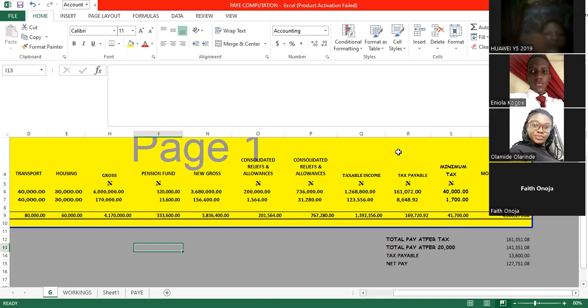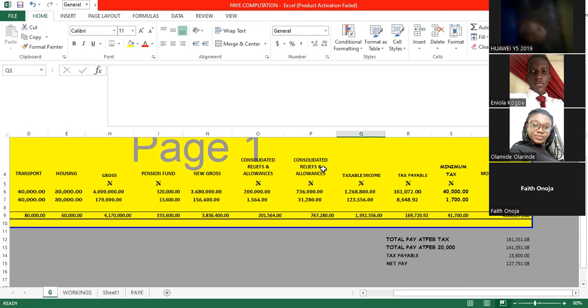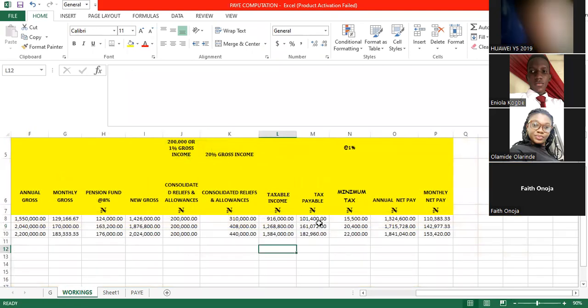Good evening, sir. I want to ask, apart from the pension and PAYE, are there other deductions we can have? Yes, there are other deductions we can have. Let me take that as an example. The deduction will now be after you have computed your net pay. Whatever you want to deduct is going to be after this net pay.